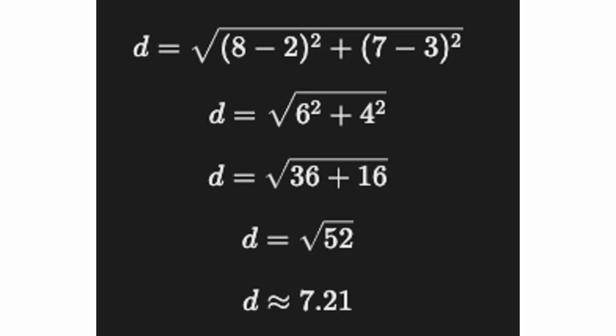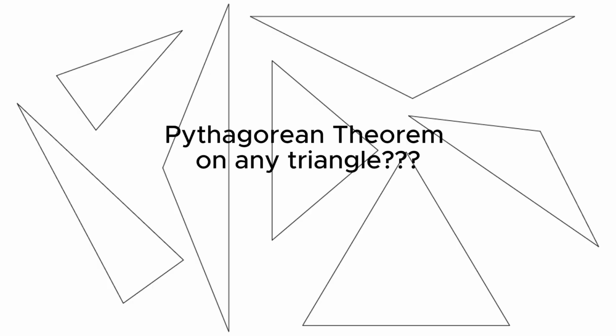Let's see it in use with a simple example. Let's say we have 2 points, (2, 3) and (8, 7). We plug them into this formula. Solving it, we get that the distance between these 2 points is approximately 7.21 units. Simple and effective. Now, let's learn about the interesting part of this video.